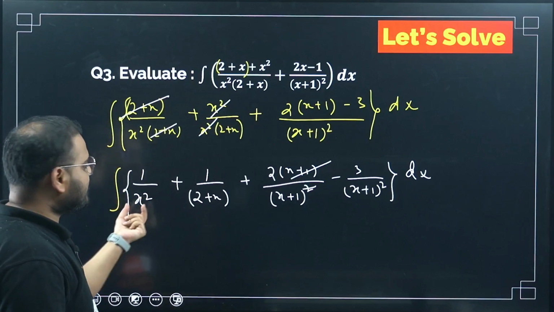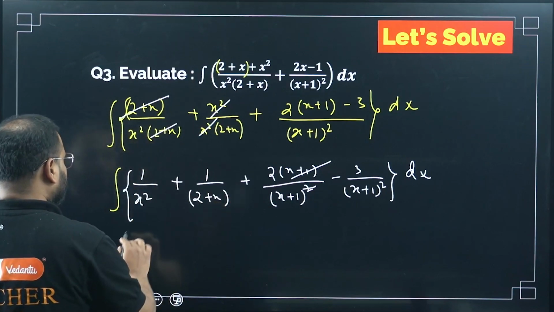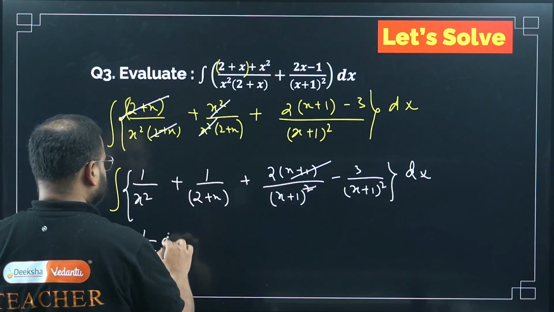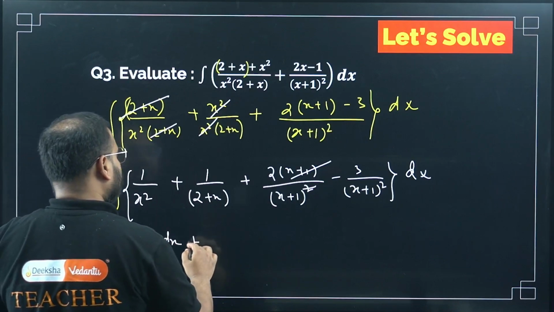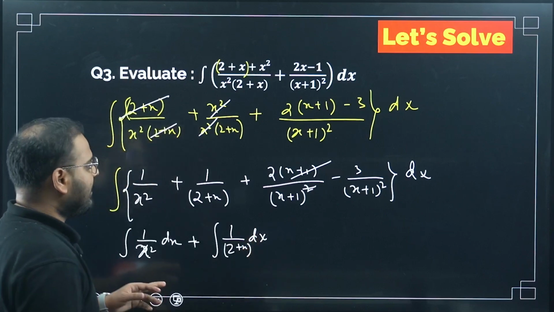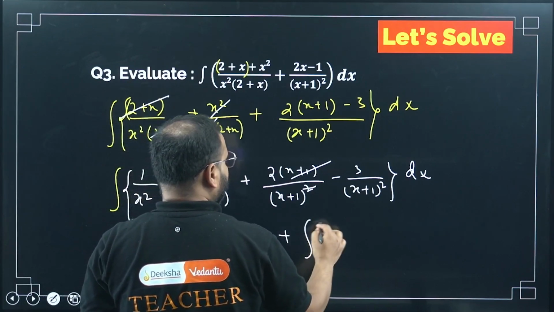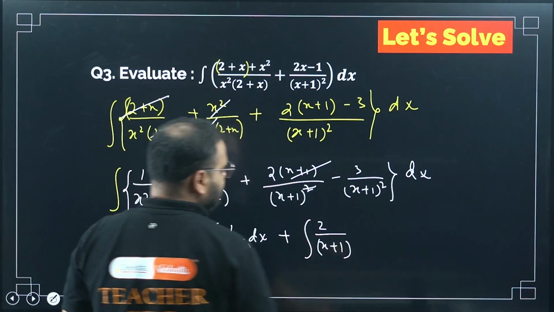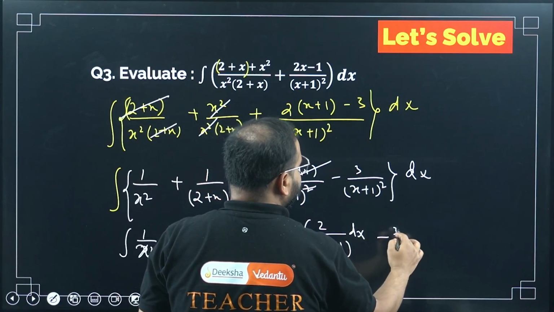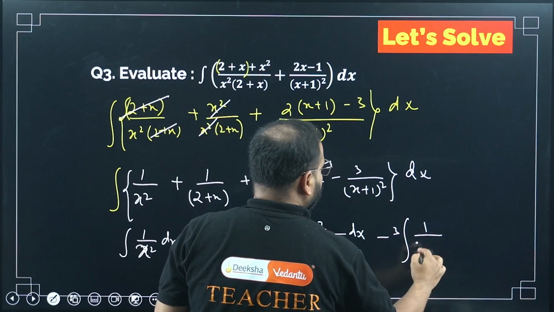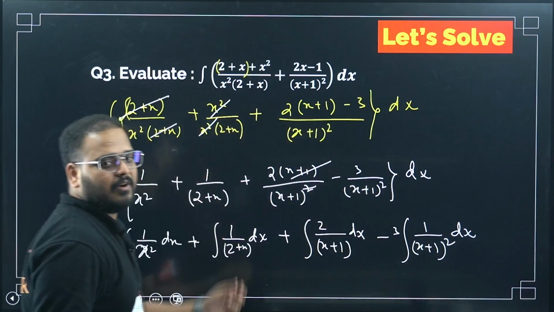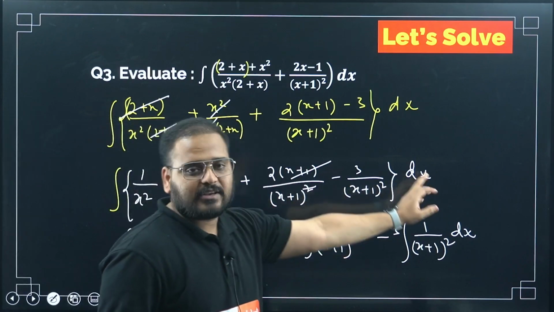Now I can write this as integration of individual functions also. So integration of 1 upon x square dx. Same way I can write plus integration of 1 upon 2 plus x dx. And same way over here, integration of 2 upon x plus 1. Why x plus 1, sir? Because the square is cancelled. Again dx will be written, minus 3 upon integration of x plus 1 the whole square, again dx. Because dx is there for all the functions, right? We have to integrate the entire function with respect to x only.